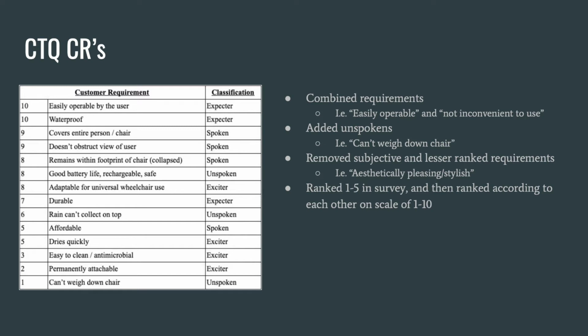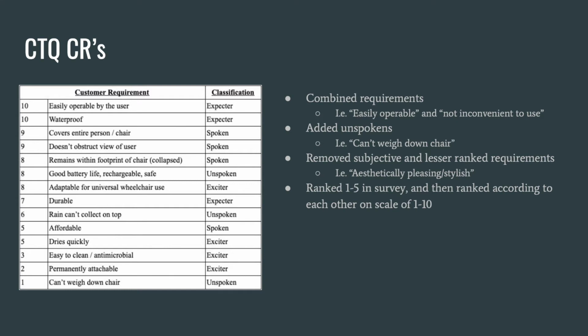And then we have some more unspoken requirements. Some of this is like rain can't collect on the top and it can't weigh down the chair. This is stuff that we didn't consider, stuff that the customers brought to our attention, and it's something we don't have to particularly design for. However, it is something we have to keep in the back of our mind with each design iteration.